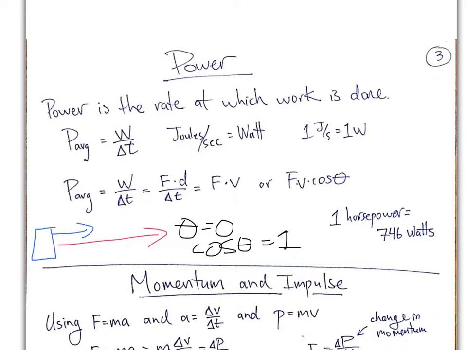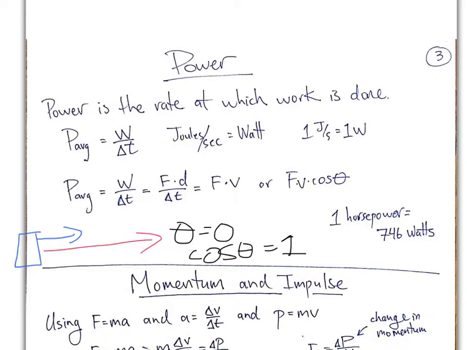I know elite cyclists can produce something like 500 watts for extended periods of time. We did an experiment in physics class where we measured our power output, and it was like 100 or 200 watts, and that was just for a couple minutes. So yeah.